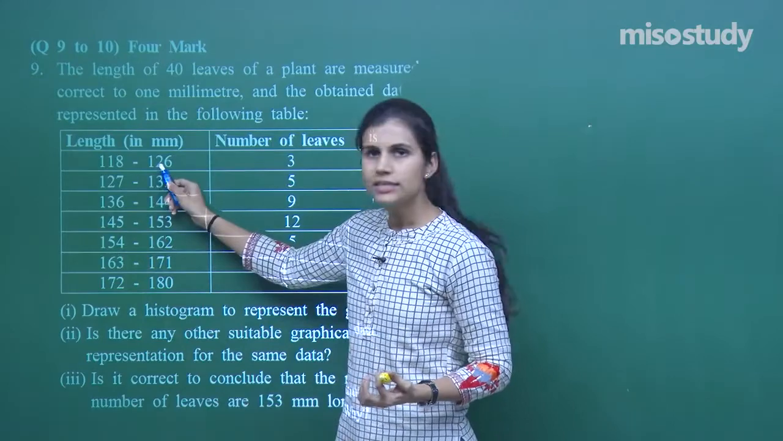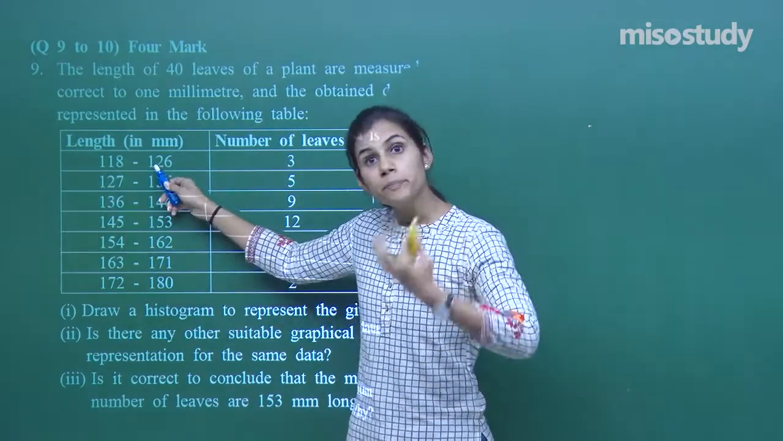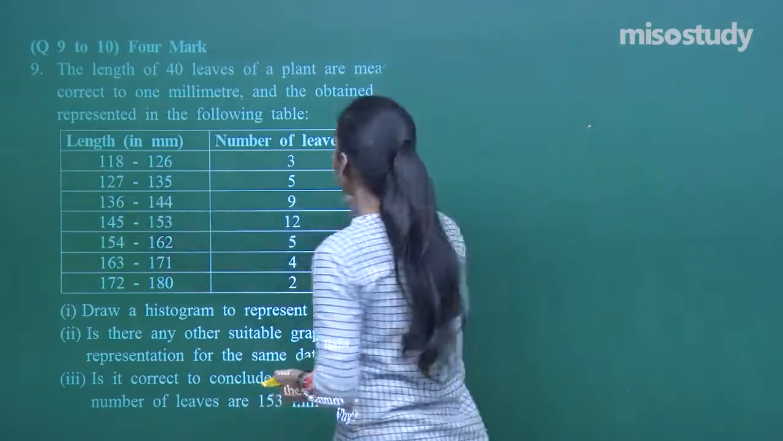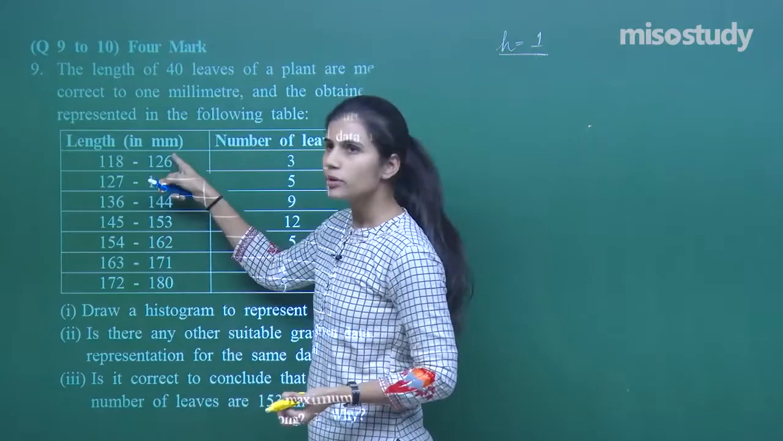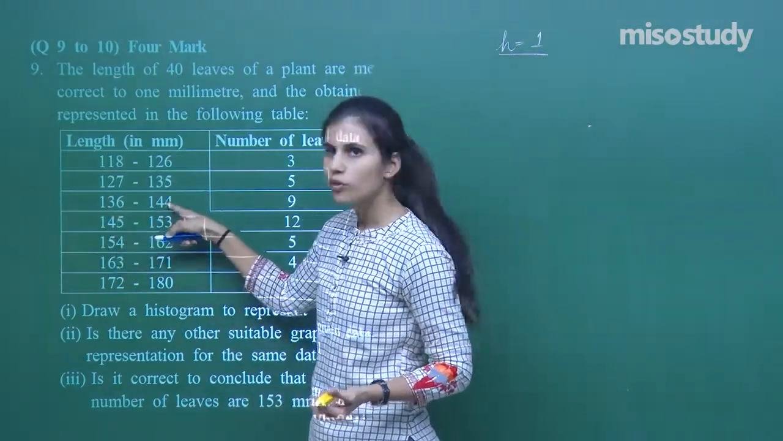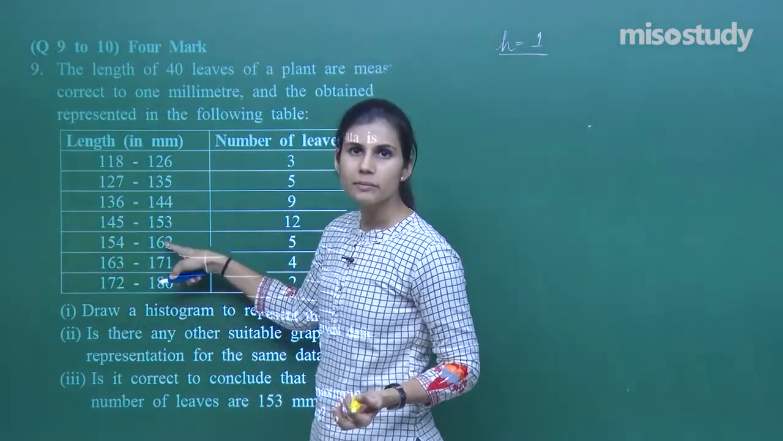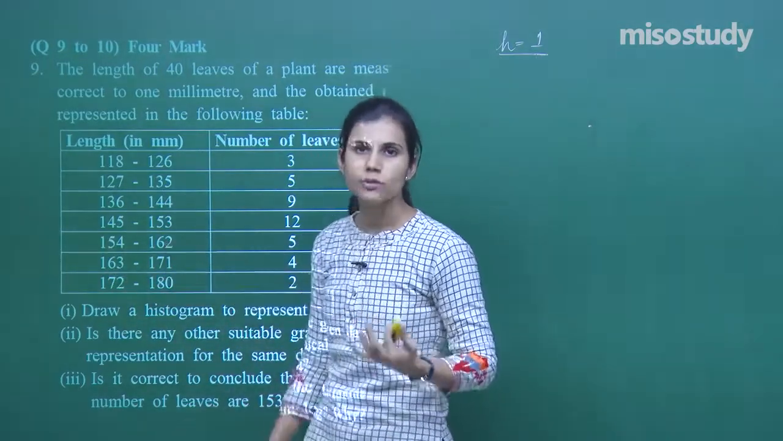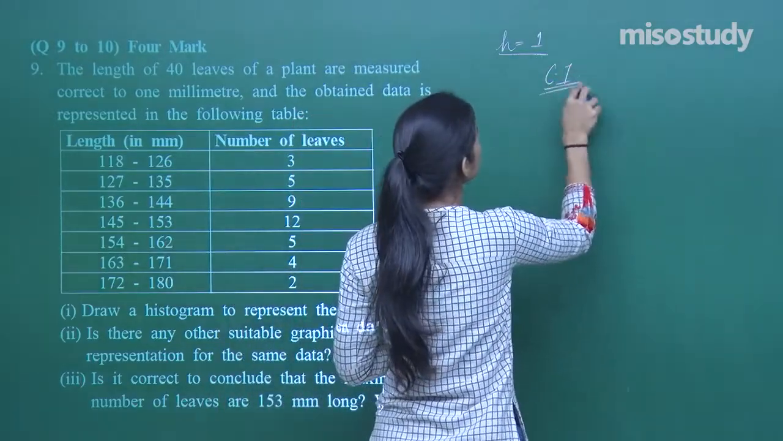Lower limit minus upper limit. Lower limit of one class interval minus upper limit of the previous class interval. Here if you see, h is 1: 127 minus 126 is 1, or 136 minus 135 is 1, or 145 minus 144 is 1. Any way you can do, lower limit of one class interval minus upper limit of the previous class interval gives you h. This is your h.